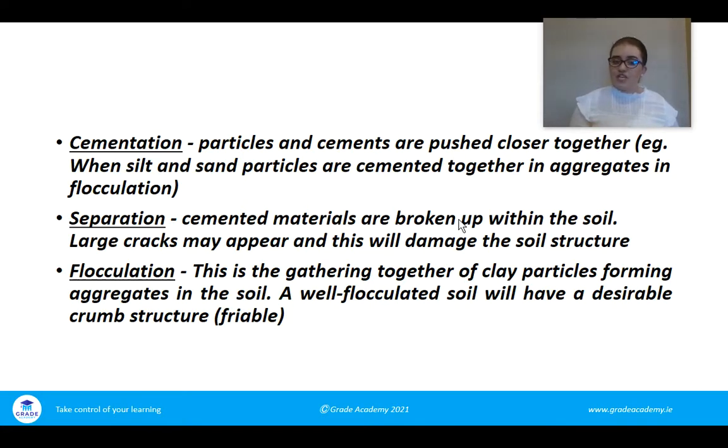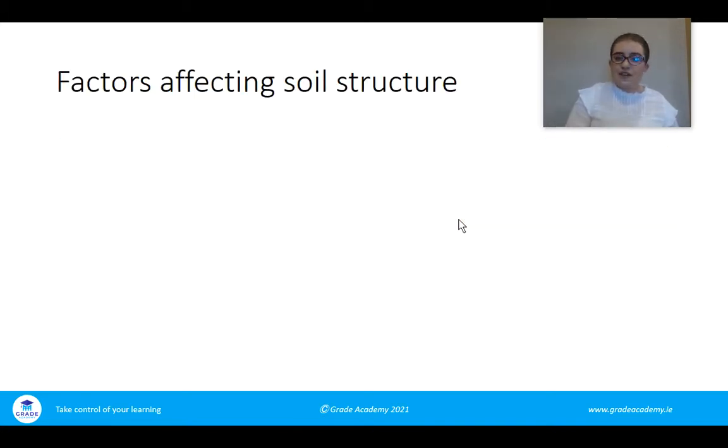Now we'll be looking at flocculation more in terms of the chemical aspects of soil. But if you have a clay soil and there's a lot of flocculation, a lot of aggregate formation occurring, then if you take up a soil sample, you will be able to break it up into breadcrumbs. We call that the crumb structure, or the more scientific term for that is friable. It's a friable soil. And that's really, really good in terms of nutrients and fertility and everything like that. So factors affecting soil structure.